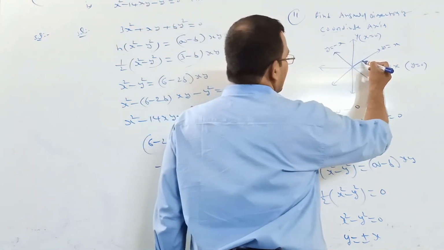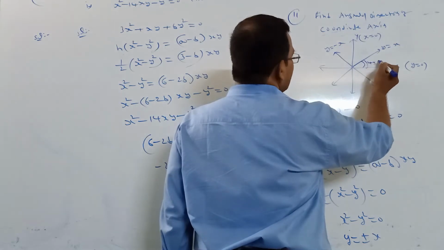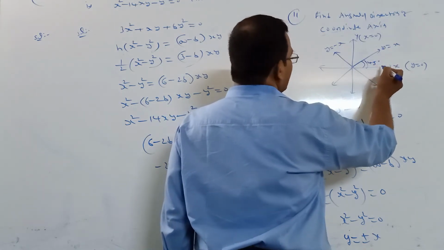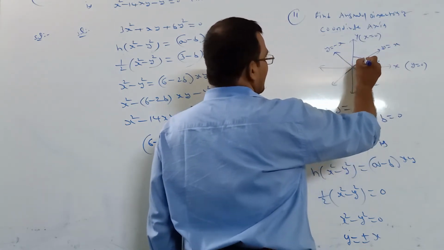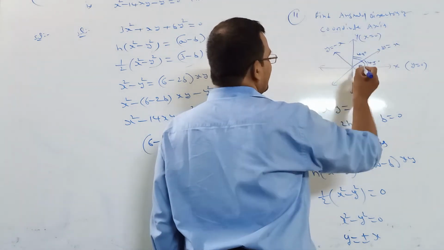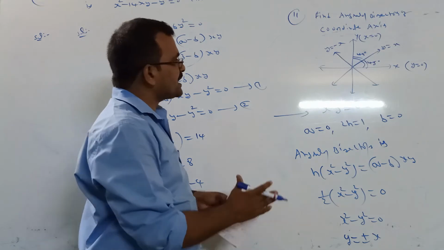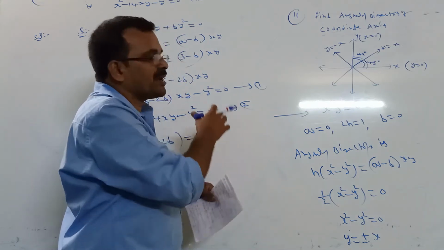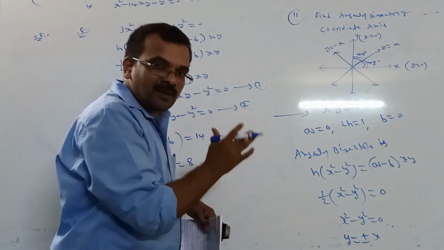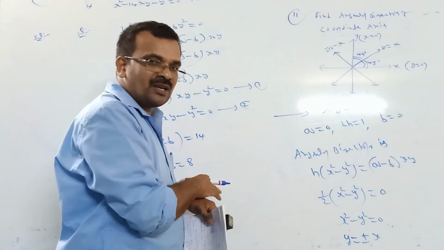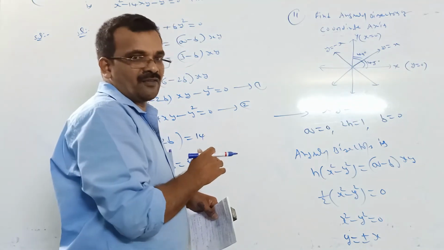Here you observe this is a 45 degrees angle. This line makes 45 degrees in the positive direction of the x axis, and with the y axis also 45 degrees. That means angular bisectors are always equally inclined to the given pair of lines.